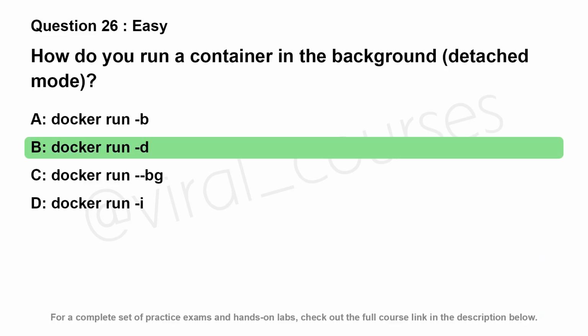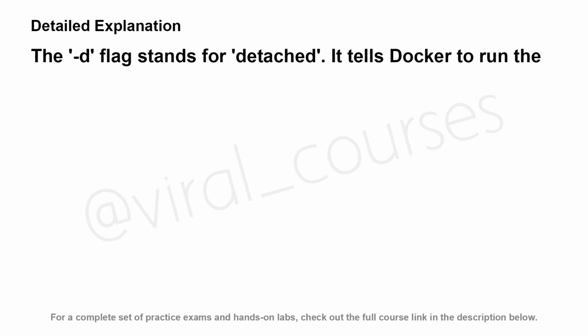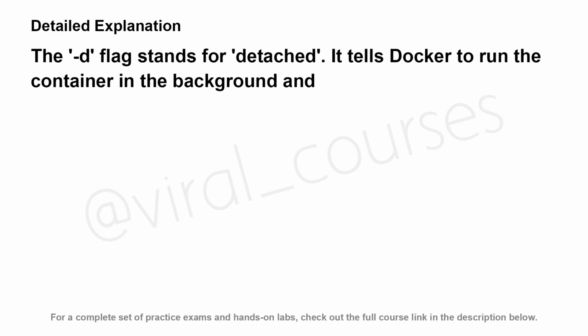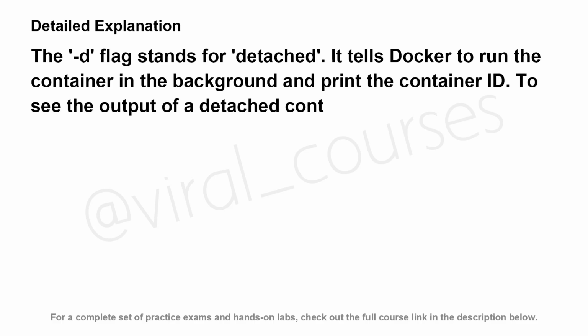The correct answer is B. The -d flag stands for detached. It tells Docker to run the container in the background and print the container ID. To see the output of a detached container, you would use docker logs.